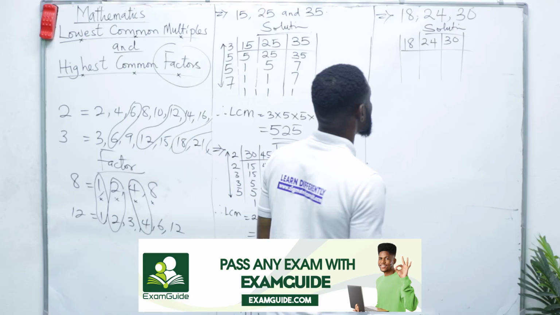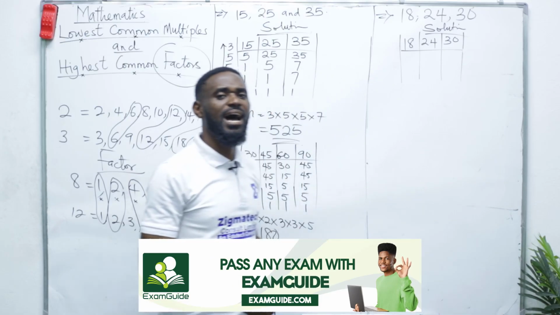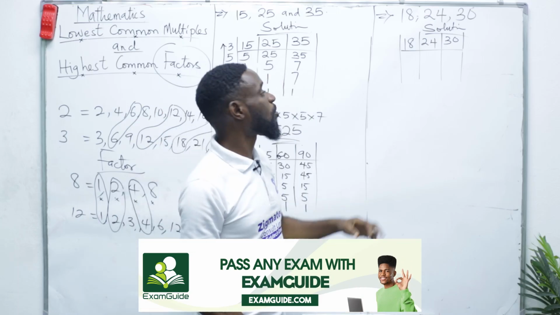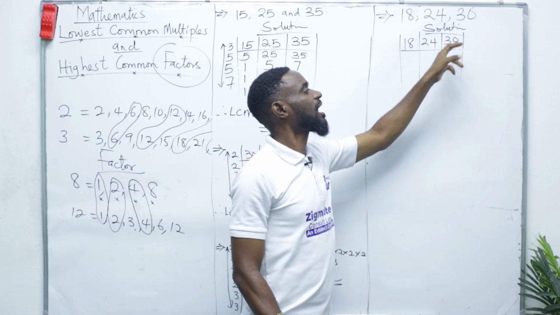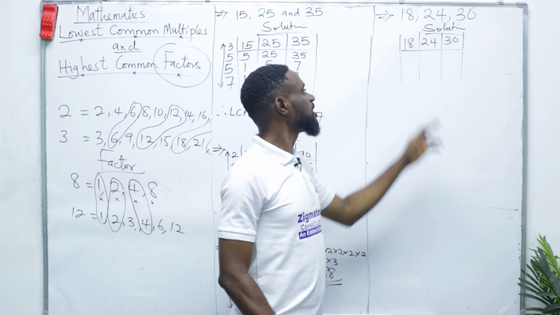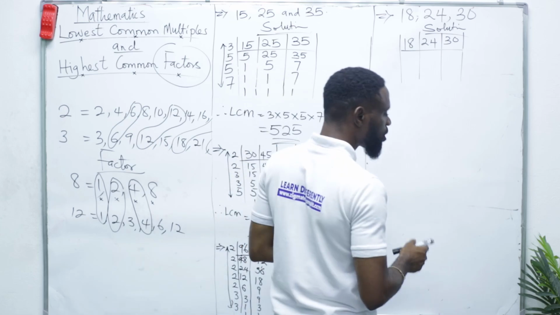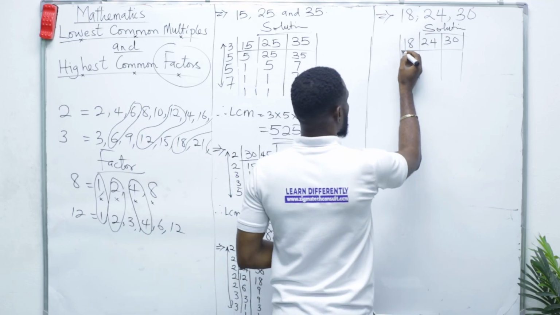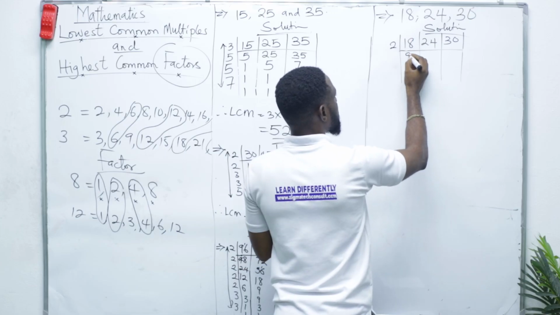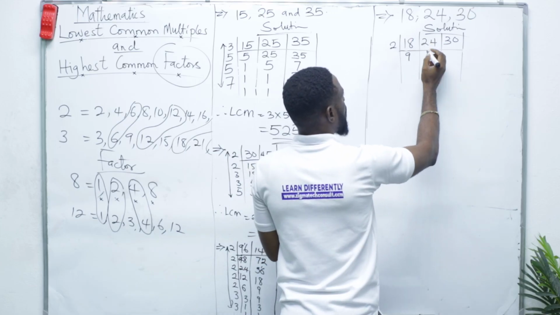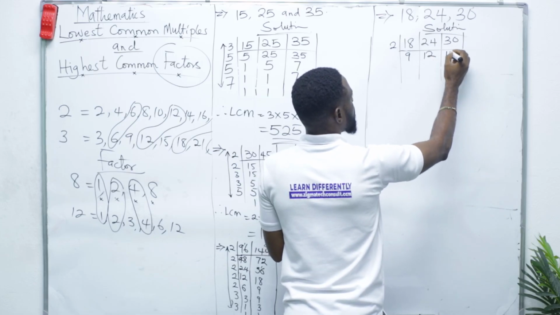So, for instance, our business here is look for that number that is common between 18, 24, and 30. 2 is common. 2 is one common factor. So we put the factor here. Do you understand? 2 in 18 is 9. 2 in 24 is 12. 2 in 30 is 15.